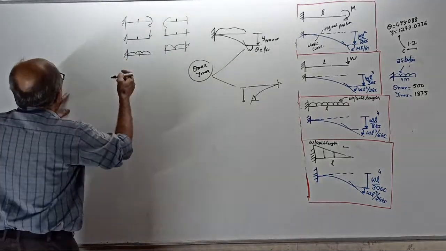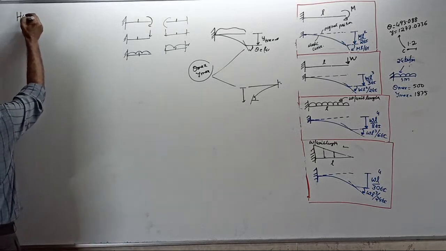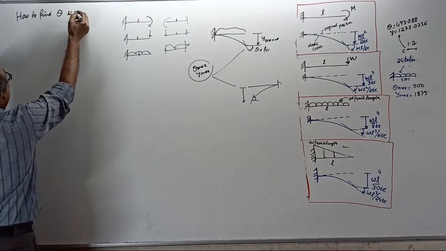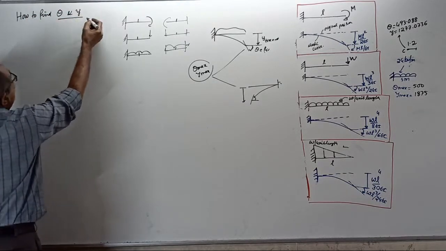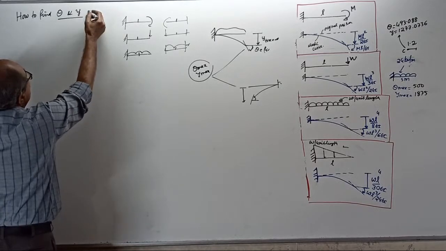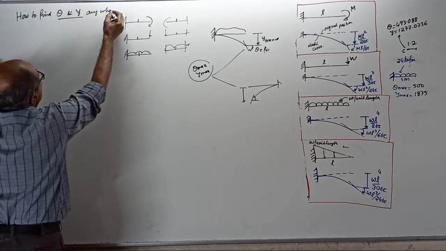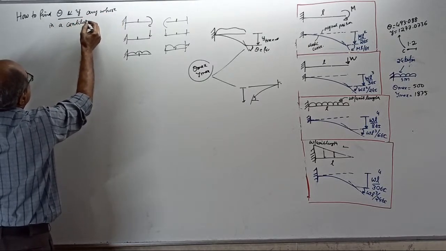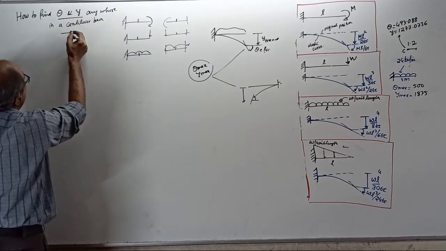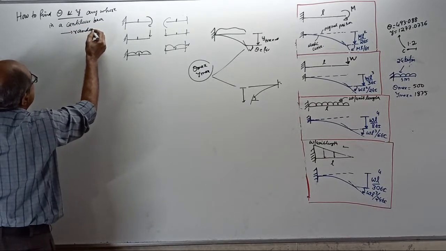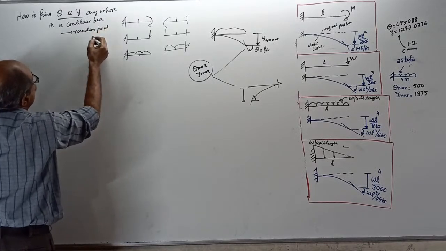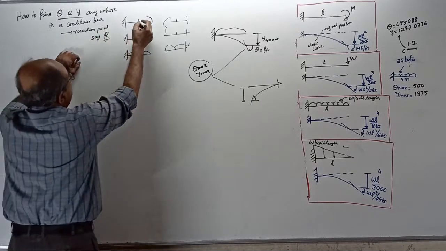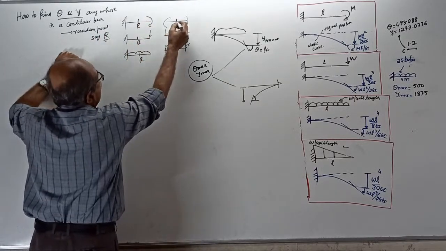Therefore, I write here: how to find slope theta and deflection Y, not maximum, anywhere in the beam, anywhere in a cantilever beam. So I will do one thing. Say a random point, I will call it R. R means random, any random point. See R here.